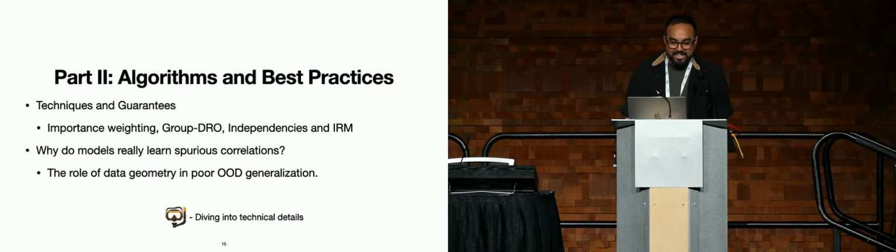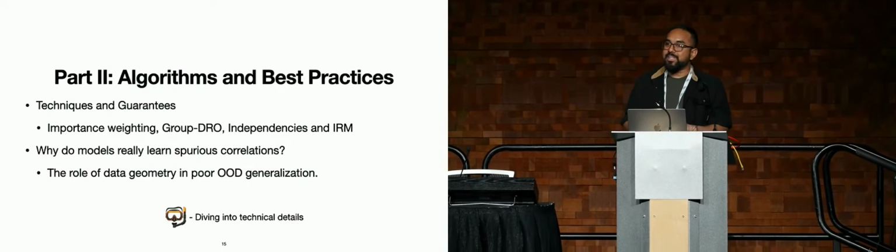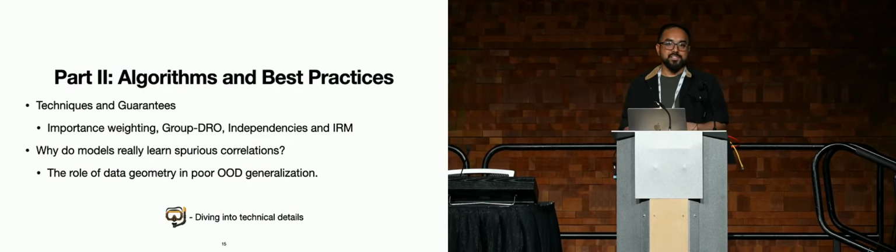For this part, I will take you all through a few techniques to achieve OOD generalization, along with listing the associated guarantees that come with these techniques. After me, Yoav will take over and really dive into why models depend on spurious correlations from a mechanistic perspective.